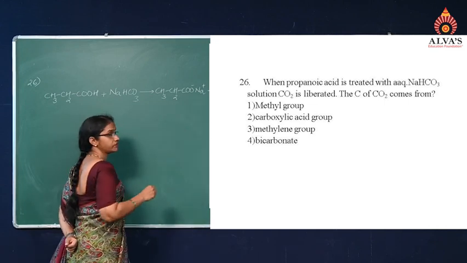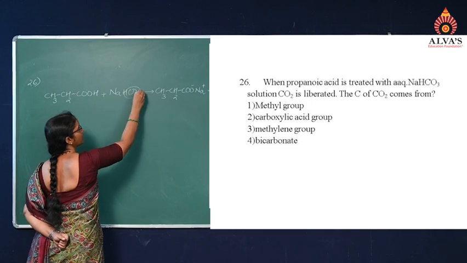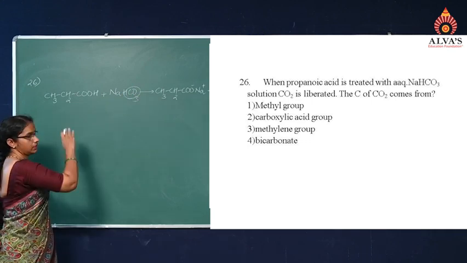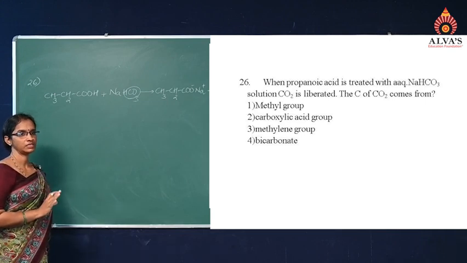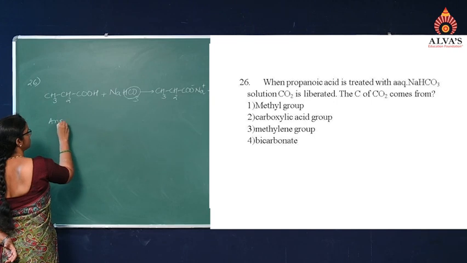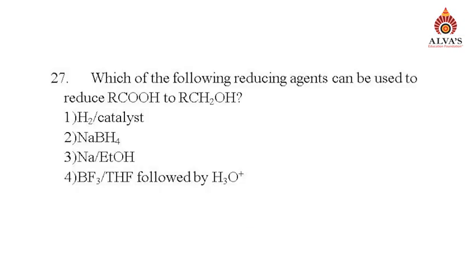So the carbon of carbon dioxide which is released is coming from the bicarbonate carbon. The carbon of carboxylic acid remains intact. So answer is fourth. Next, 27th question.